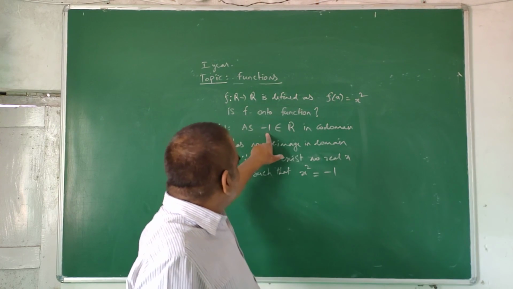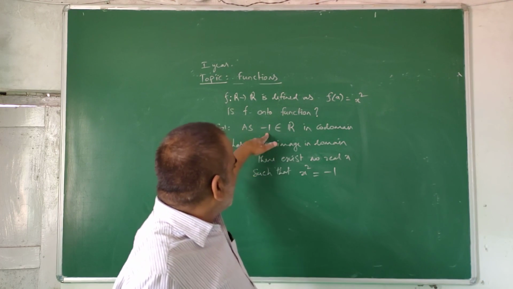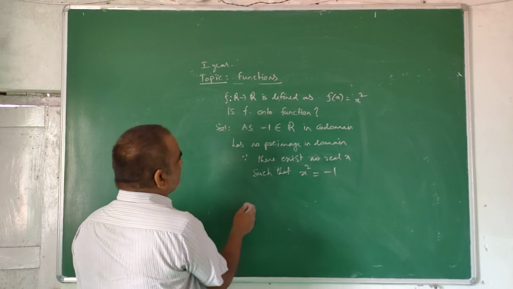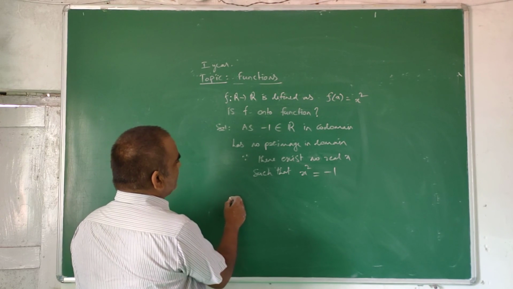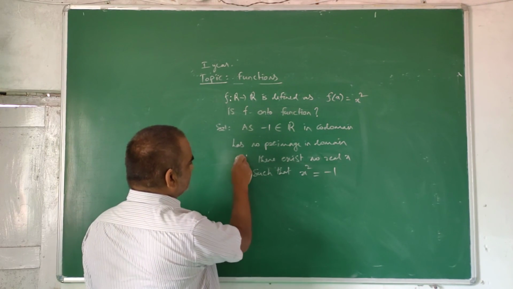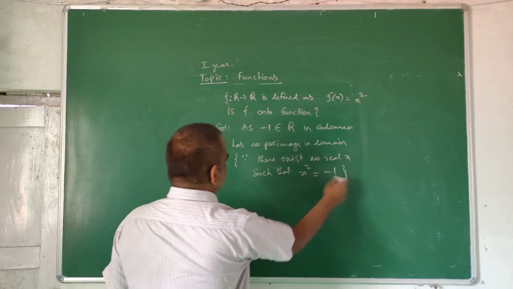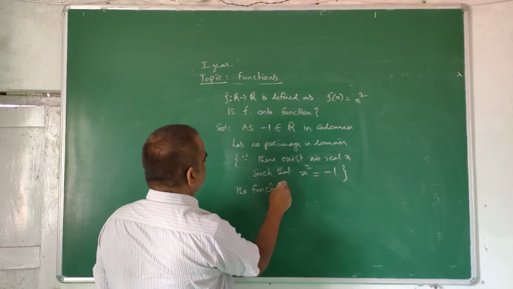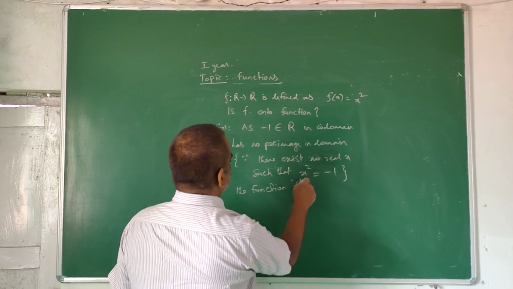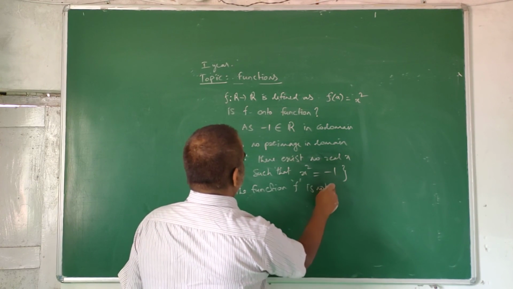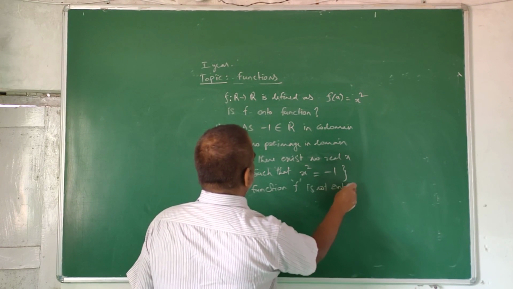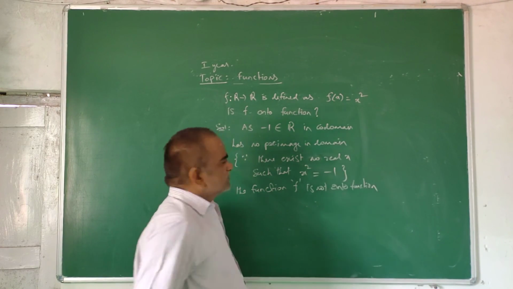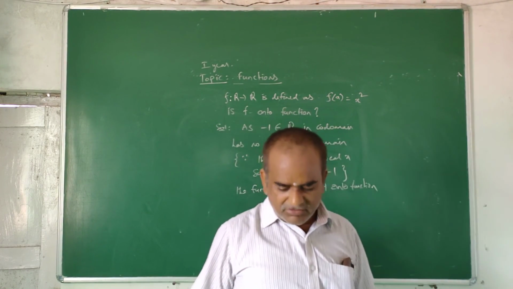So that means minus 1 in codomain has no preimage. So as minus 1 belongs to R in codomain and has no preimage in domain, because of this reason, that function f is not an onto function. Understood? Right.